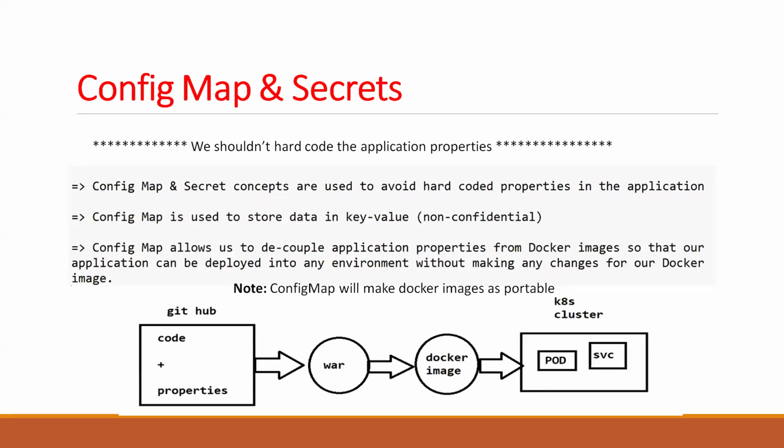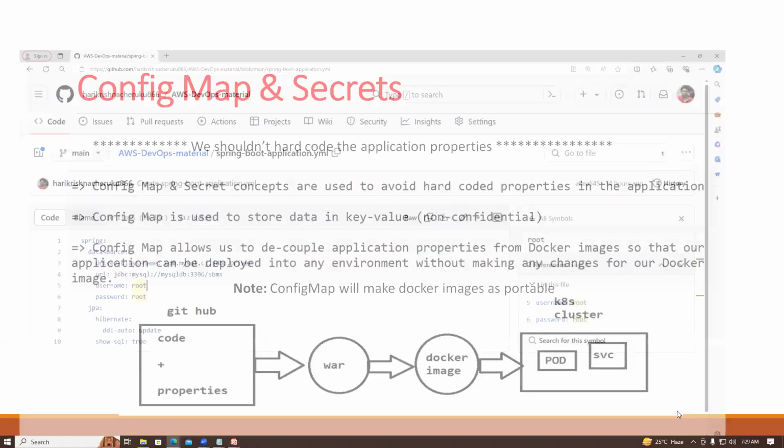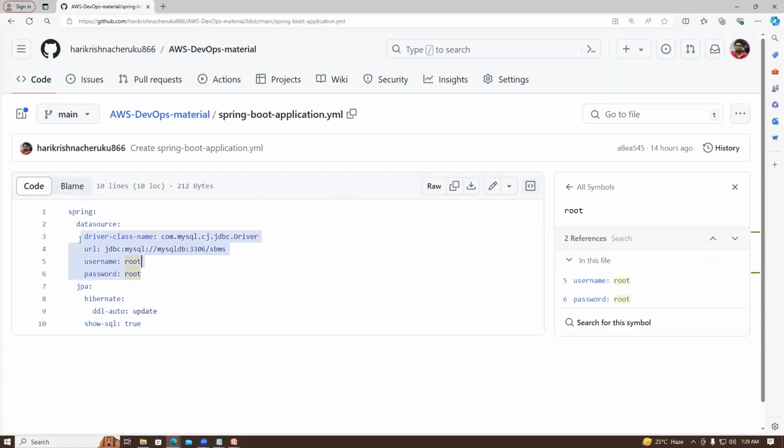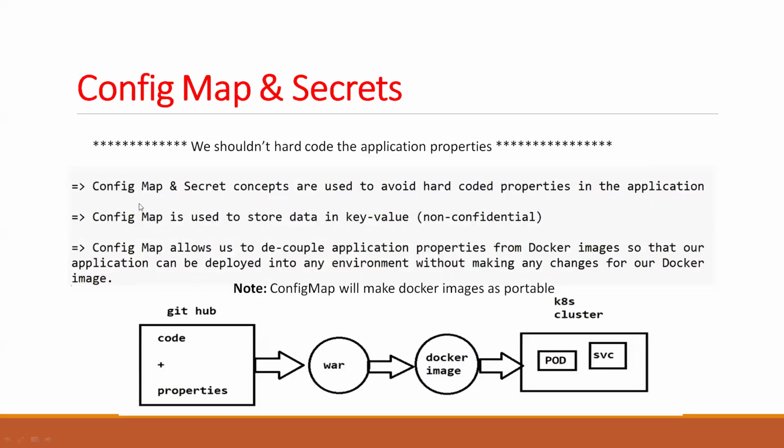Config map and secret concepts are used to avoid hard-coded properties in the application. We can avoid hard-coded properties in the application using config map and secret.